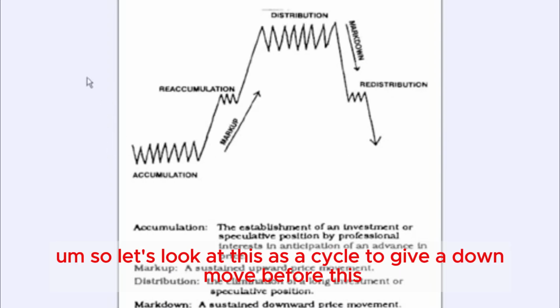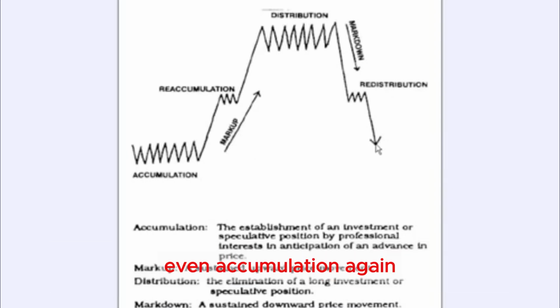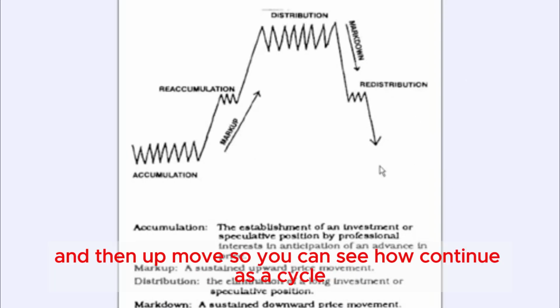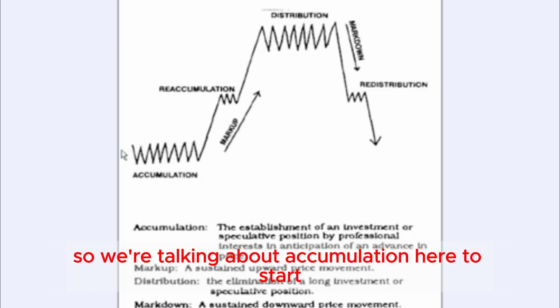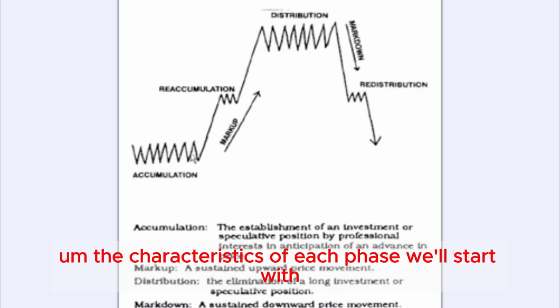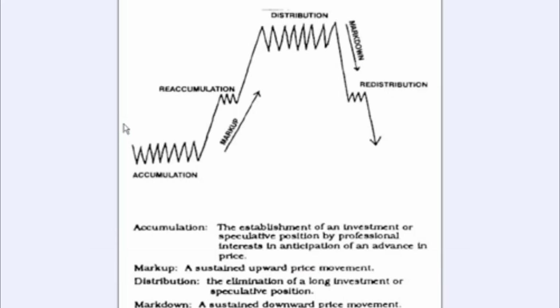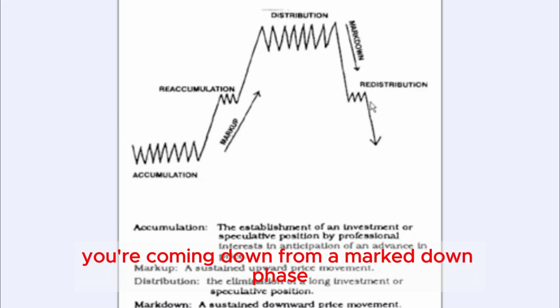So let's look at this as a cycle. You have a down move before this, then an accumulation again, and an up move. So you can see how it could continue as a cycle. So we're talking about accumulation here to start. We'll start with the characteristics of each phase. The characteristics of accumulation: you're coming down from a markdown phase.